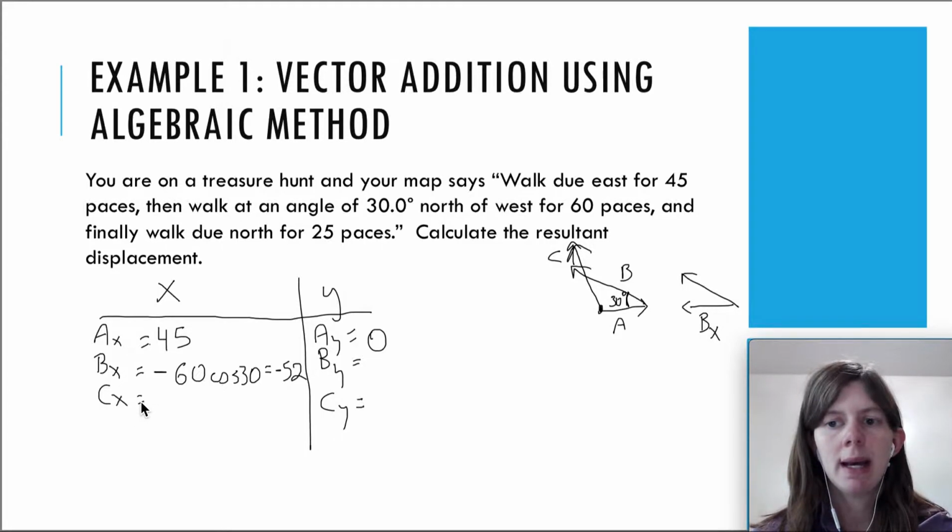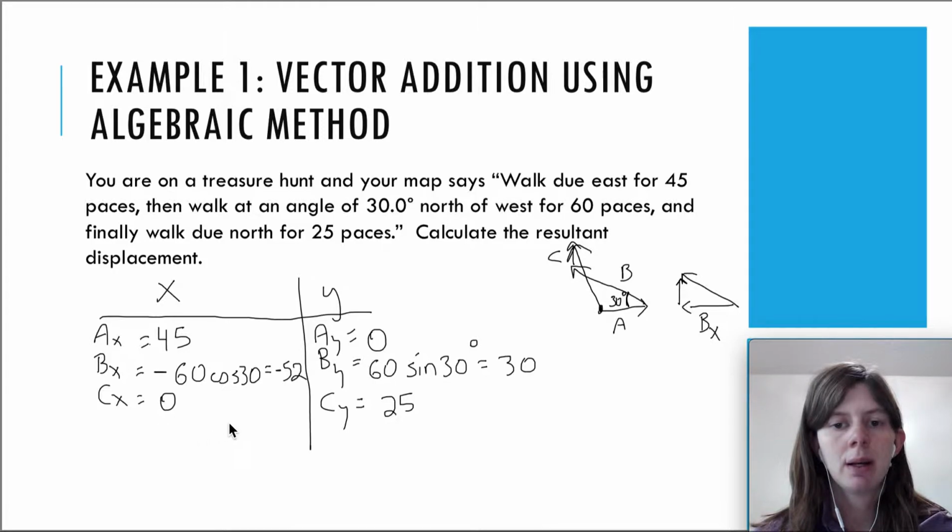And then cx, well, c was going north. It's not going east or west, so cx is 0. Then by, the y component here, is the opposite, and it's going up, so it's positive. So 60 sine of 30, you always use sine for the opposite, and that's equal to 30. And then cy is going to be 25. So those were steps 2 and 3.